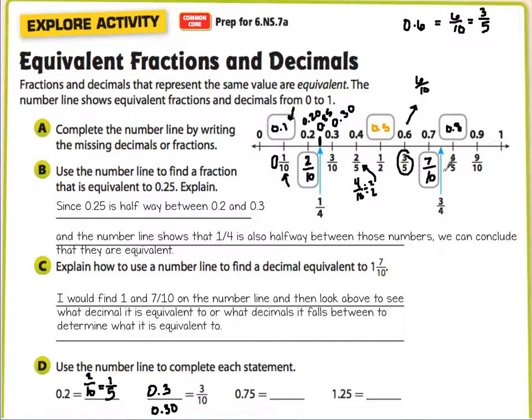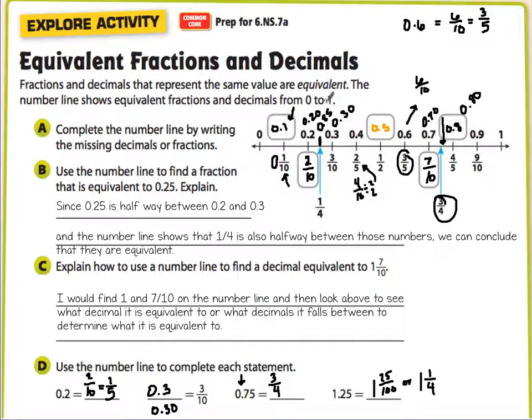Now 75 hundredths. Again, we're looking here, this is 0 and 70 hundredths, and 0 and 80 hundredths, and we're looking for 75 hundredths. I know that that's halfway between 70 and 80, which is actually 3/4. So I know that it is equivalent to 3/4. And then 1 and 25 hundredths would be equivalent to 1 and 25 hundredths, or 1 and 1/4.